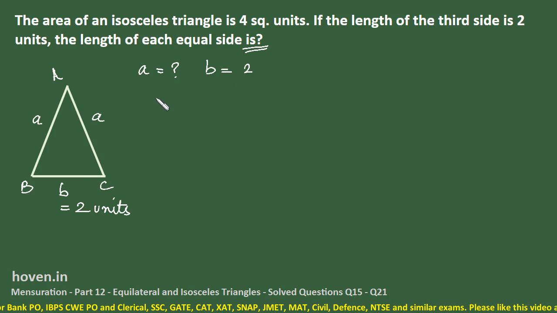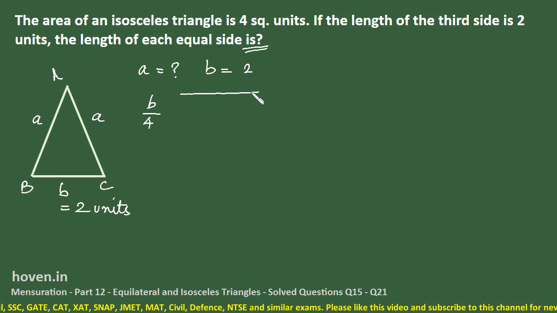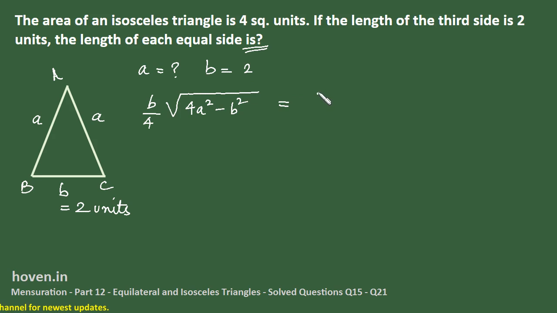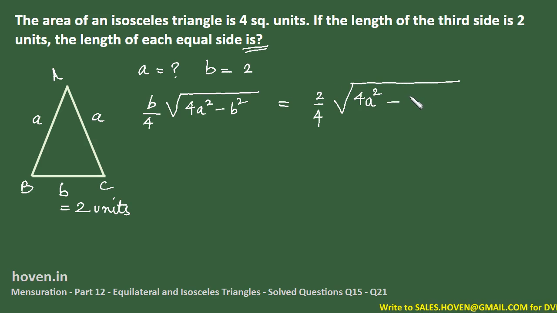The formula is, if you remember, you can revise back that video, B by 4 into square root of 4a square minus b square. This is the formula for the area of an isosceles triangle in terms of its sides. And we can put the value of b equal to 2 into this formula. We'll get 2 by 4 into square root of 4a square minus 2 square, because a is not known and b is known as 2.